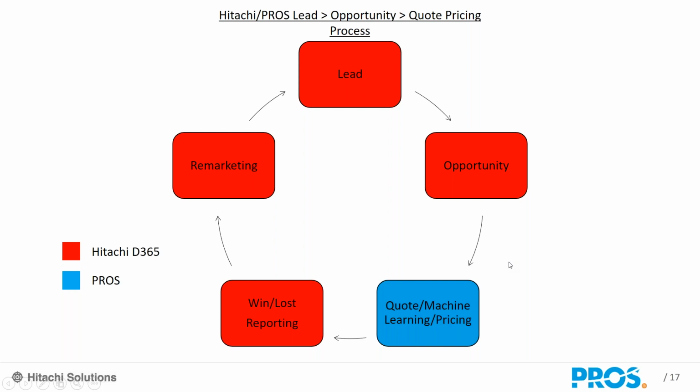All right, so what we wanted to do without further ado is to get into an illustrative workflow and illustrative demo of what we see work in the quoting space. So at the top, we have red and blue color-coded. The red will be the Dynamics 365. The blue will be the PROS piece. It'll look very similar in both of these, and that's the point.